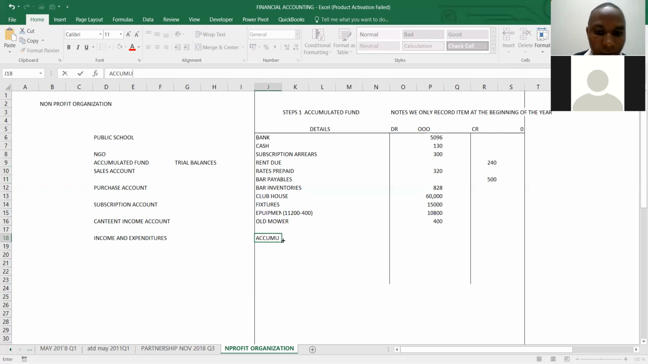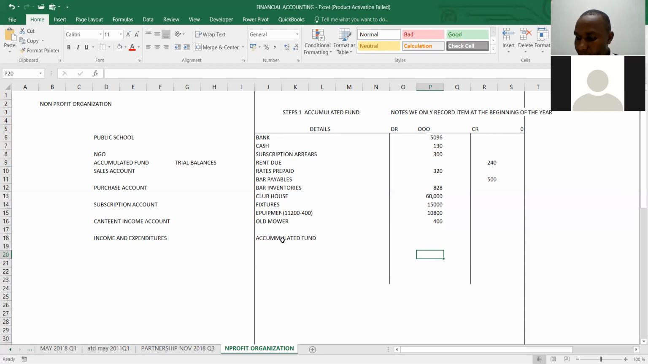I hope there's nothing else we have left for 2014. That is the accumulated fund. So let's balance it off. The debit side is more. So I will take 1596 plus 130 plus 300 plus 320 plus 828 plus 60,000 plus 15,000 plus 10,800 plus 400. What are you getting? 92,874. Yes, 92,874. So it will be on this side again, and the difference here will be my accumulated fund.